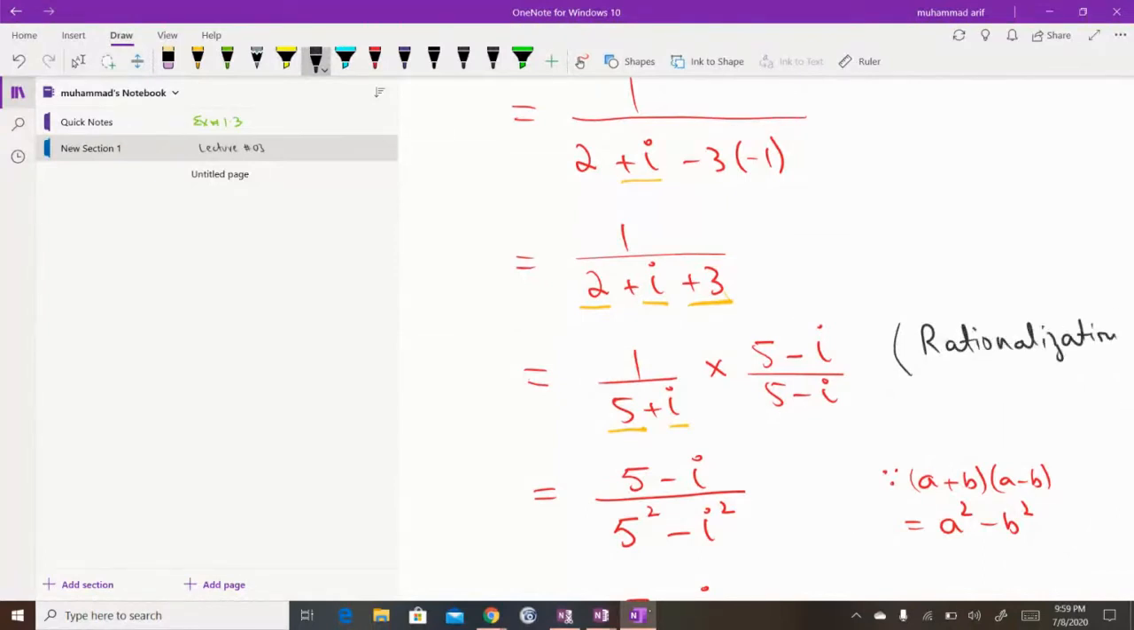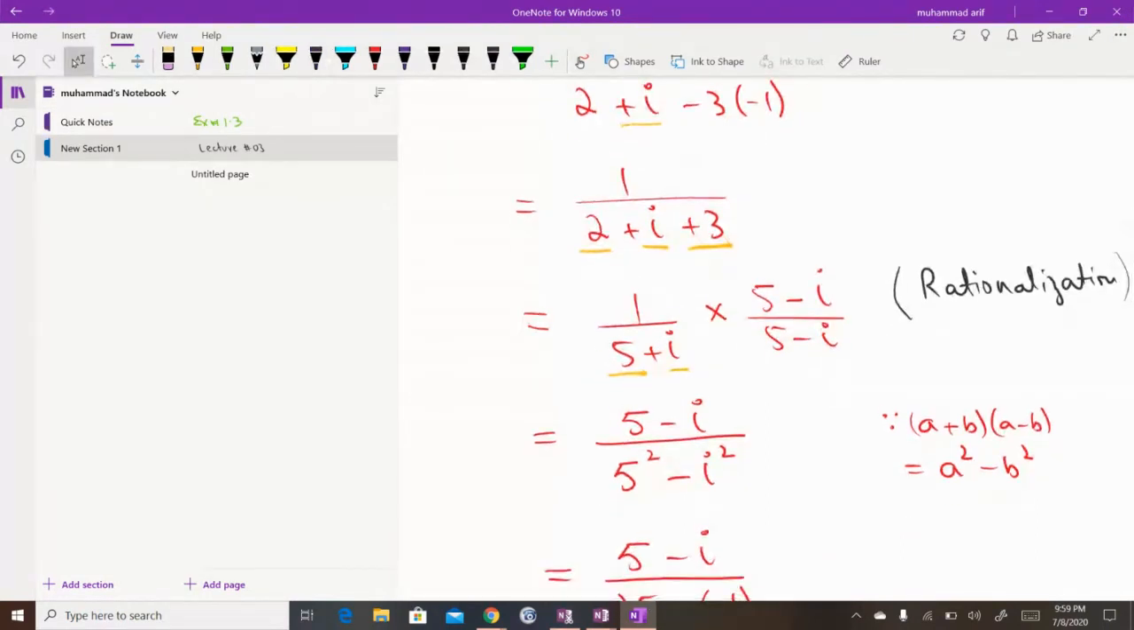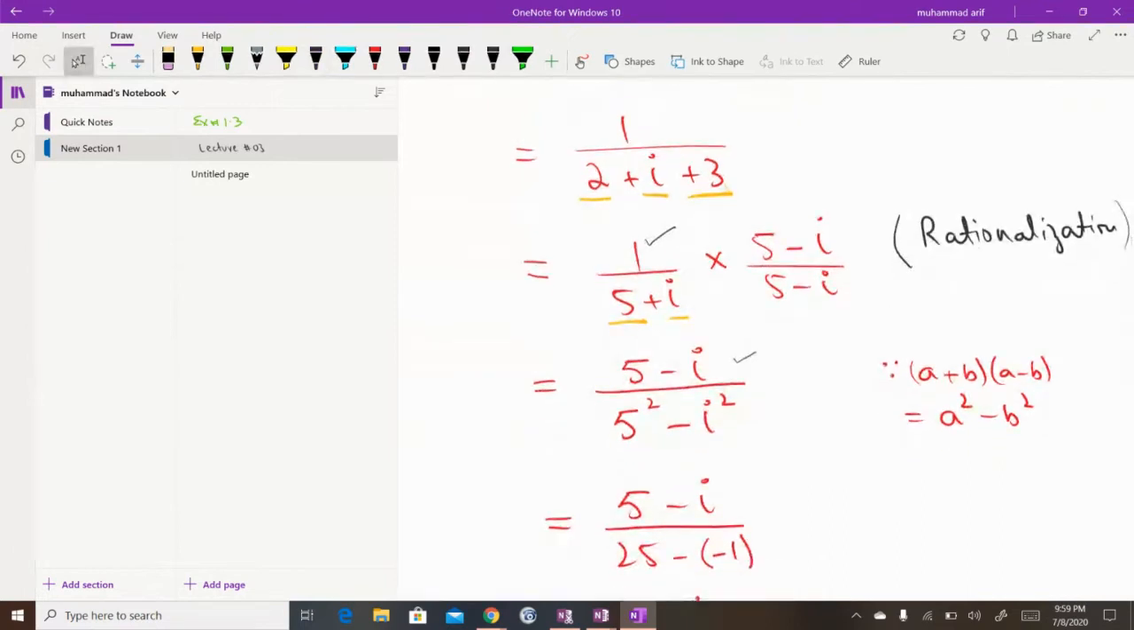After rationalizing with the conjugate of the complex number, 5 minus iota, we multiply it with 5 minus iota and divide it by 5 minus iota. Now when we multiply 1 with 5 minus iota, we get 5 minus iota, and in the denominator we see that there is a formula. Which formula? A plus b, a minus b gives a square minus b square.